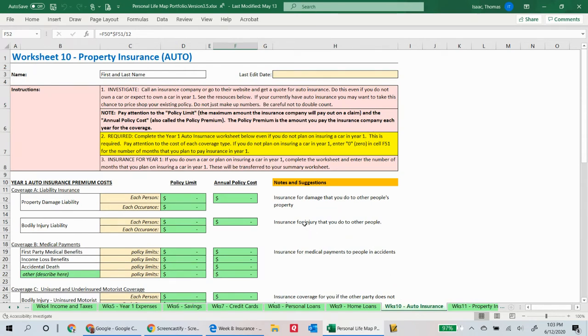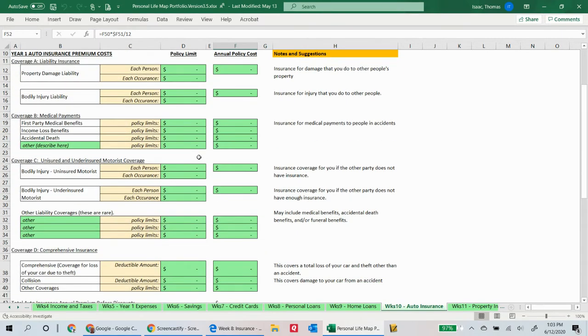So what you'll see in worksheet number 10, make sure you go through and read all the instructions. You're going to start out by calling or going to the website of several different auto insurers, putting in the information about your car or the car that you wish you could have and yourself, and you're going to get an insurance quote. And then you're going to put that information down in worksheet 10. You're going to be required to do this even if you're not planning on owning a car. So let's look at worksheet 10.